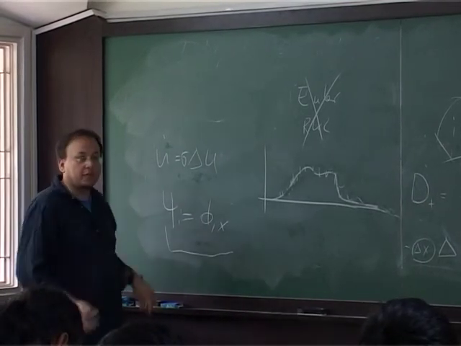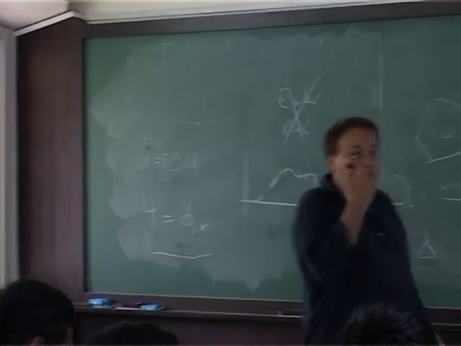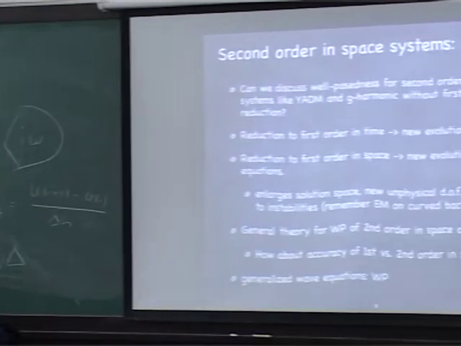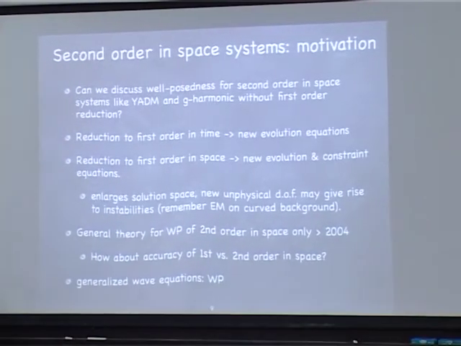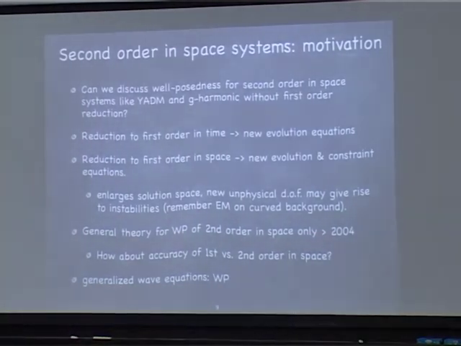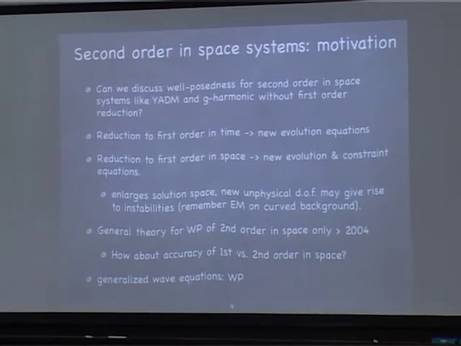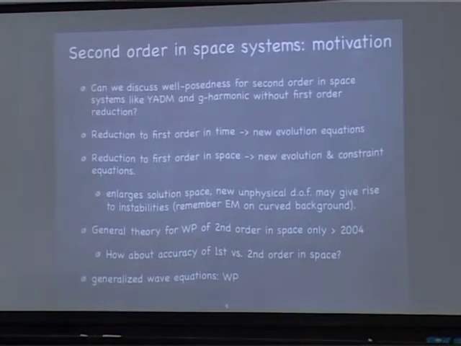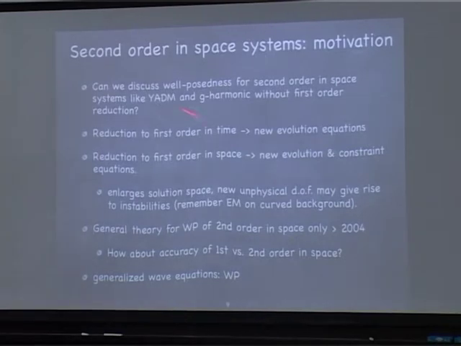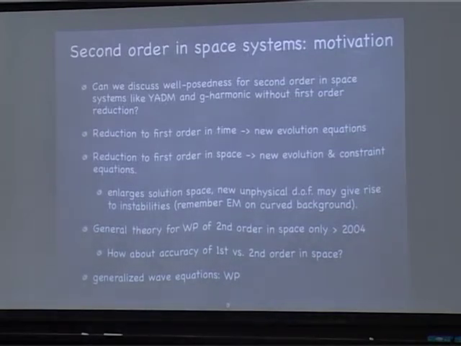But this can create extra instabilities that were not there in the physical system. So it would make a lot of sense to not hammer everything down to first order in space systems, but just stay with the second order in space things. Just keep things simple, and directly use the kind of systems that Thomas is going to talk about: ADM, harmonic, BSSN, and so on.